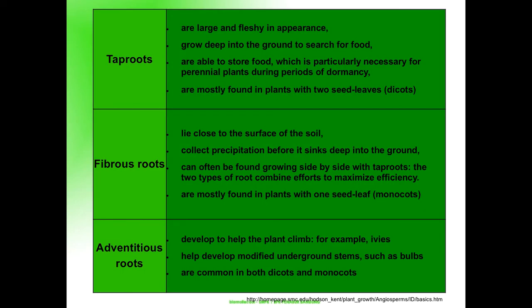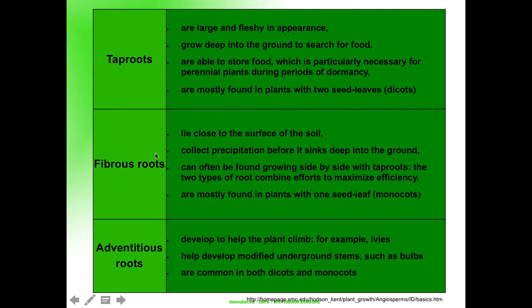This table on the screen shows us the differences between the three types of roots: taproots, fibrous roots, and adventitious roots. First, taproots. They are large and fleshy in appearance. They grow deep into the ground to search for food, and they are able to store food, which is particularly necessary for perennial plants during periods of dormancy. And taproots are mostly found in plants with two seed leaves, cotyledons, called dicots.